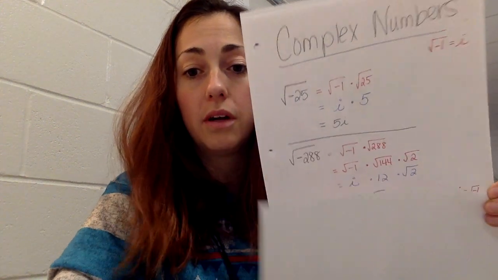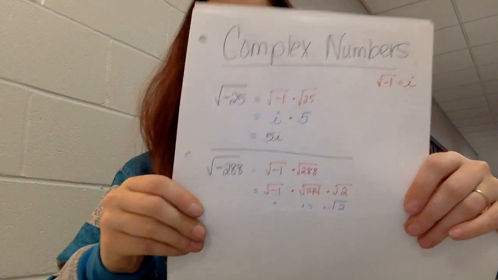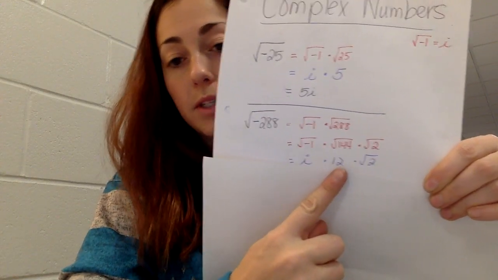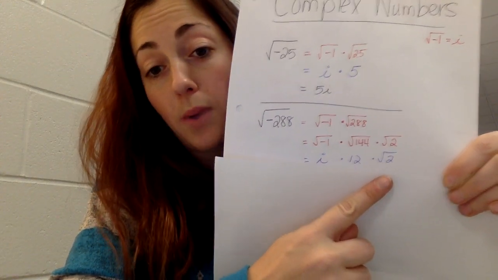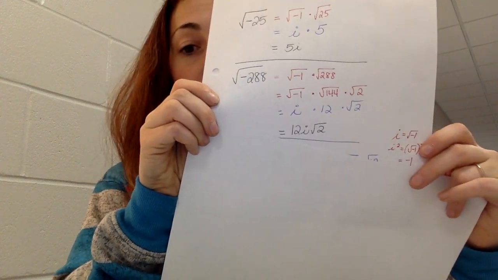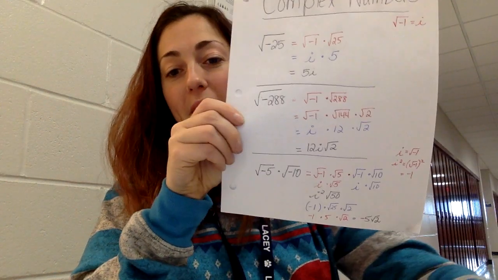The square root of -1 is i, the square root of 144 is 12, and the square root of 2 is the square root of 2. So put it all together, and you have 12i times the square root of 2.